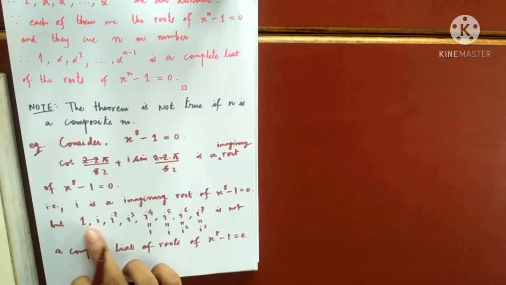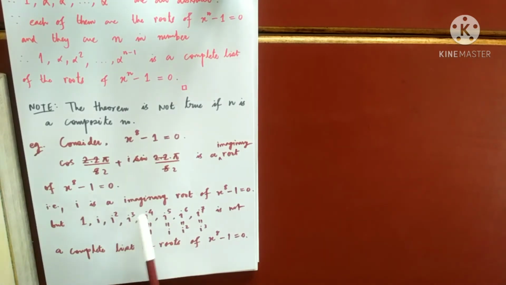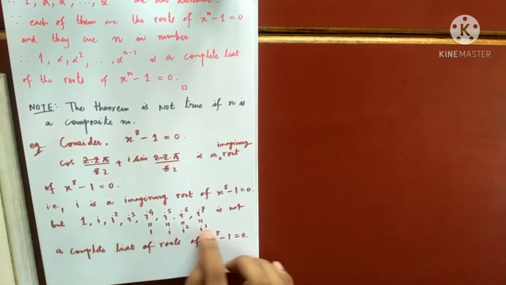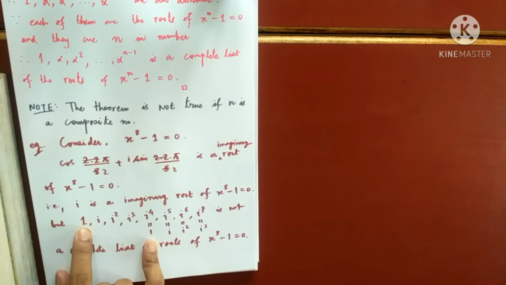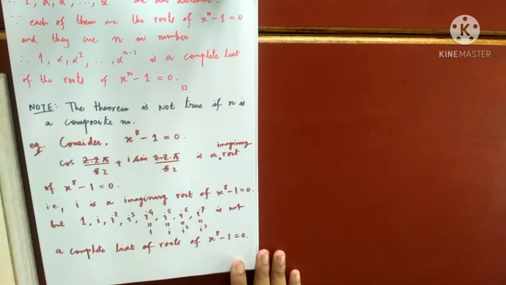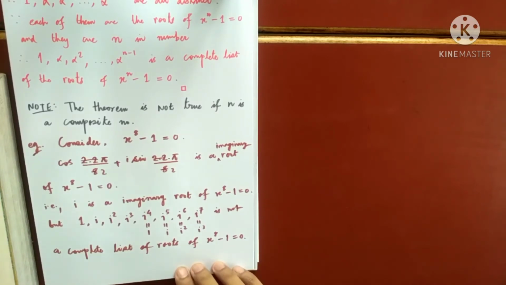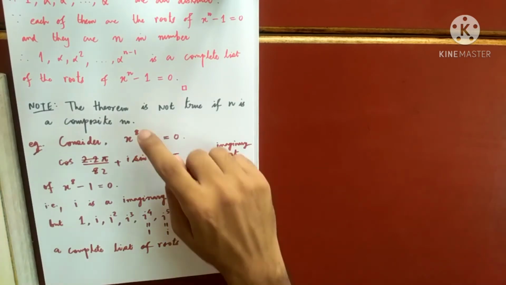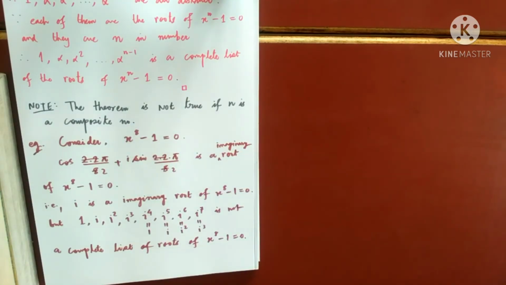These 4 are roots, but there are many other roots. Taking the powers of i, I am getting the same thing repeated. I know that for a binomial equation, no root is repeated. All the roots are distinct, so writing one again makes no sense. So this cannot be a complete list of the roots of the equation. So remember, the theorem is only true if the power is a prime number.